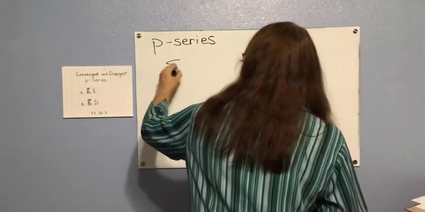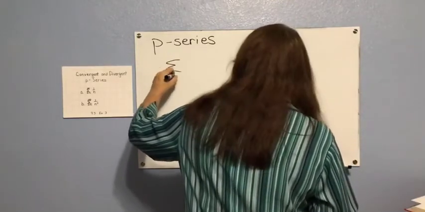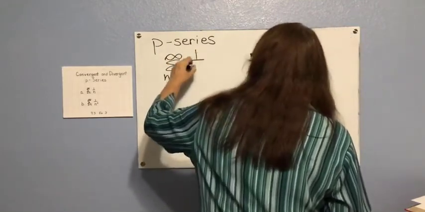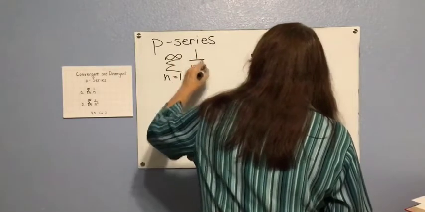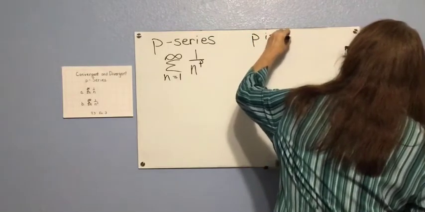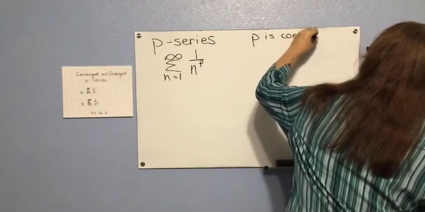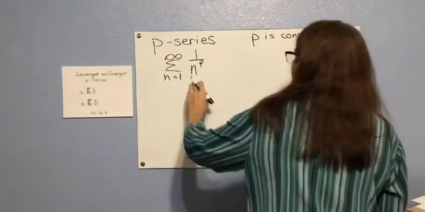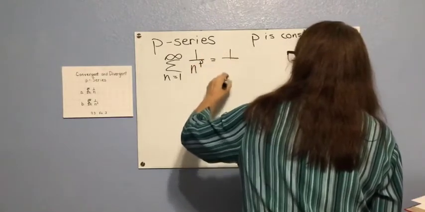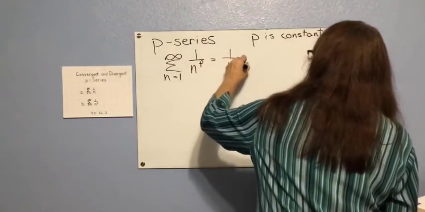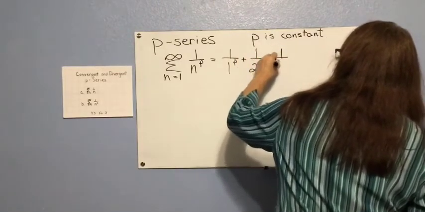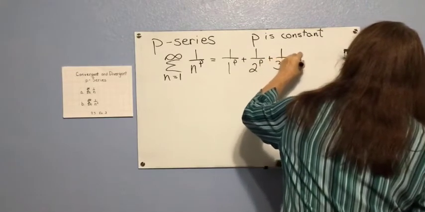And a p-series has this format: one over n to the p power. In this case, the p is a constant, and we're just going to increase the values of n. So this would be 1 over 1 to the p plus 1 over 2 to the p plus 1 over 3 to the p, and so on.